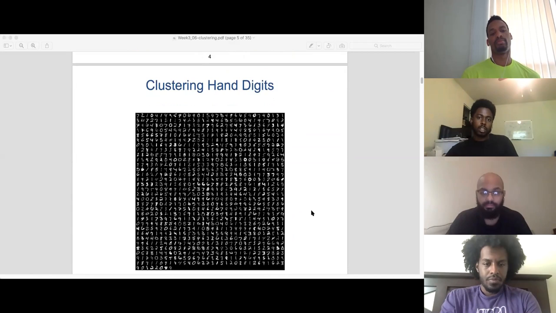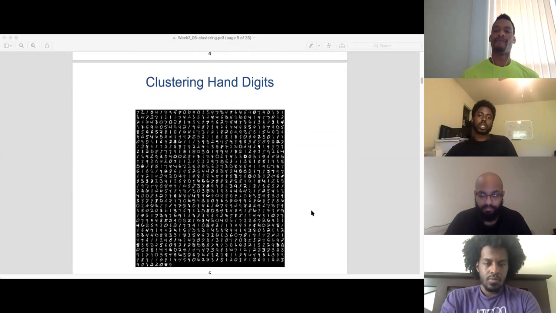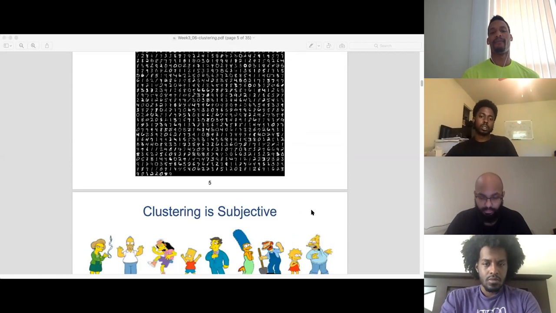Okay. Here's another example where you could cluster hand digits. I don't really understand this slide very well, so with your permission, I'm just going to keep going.